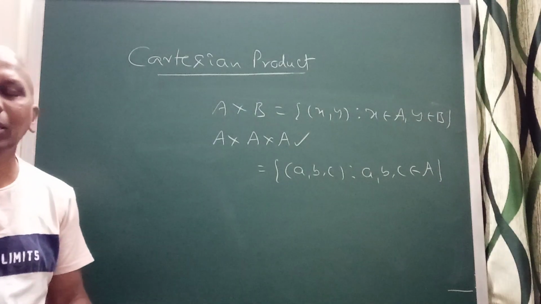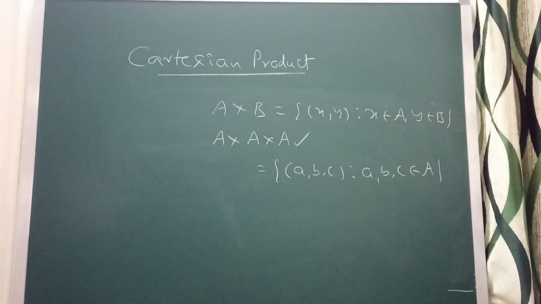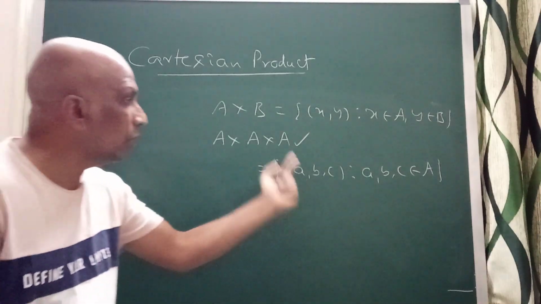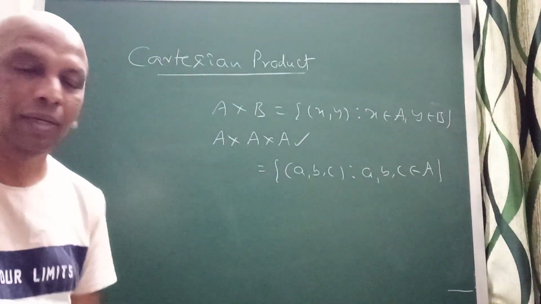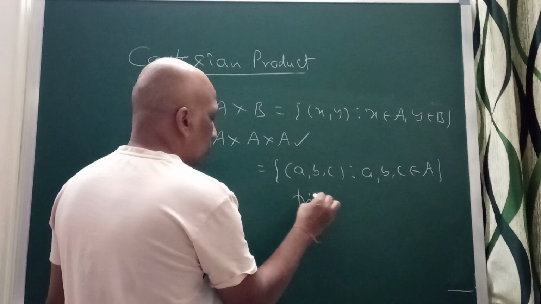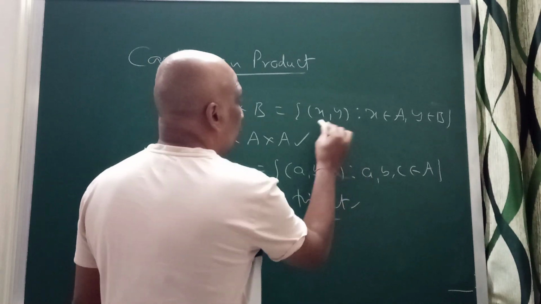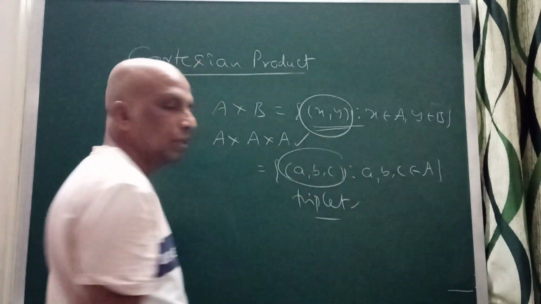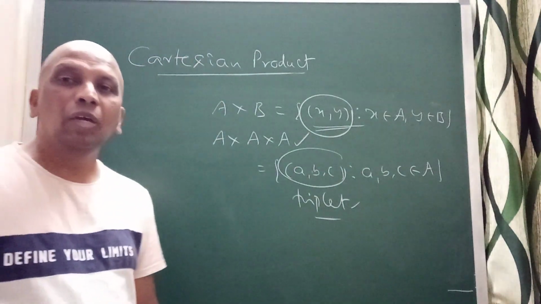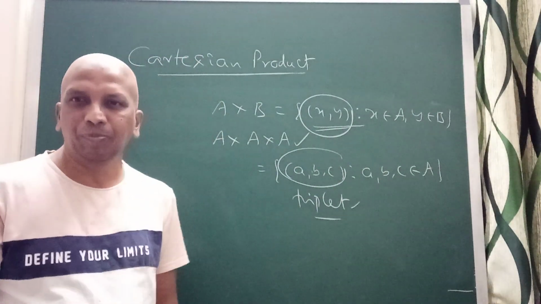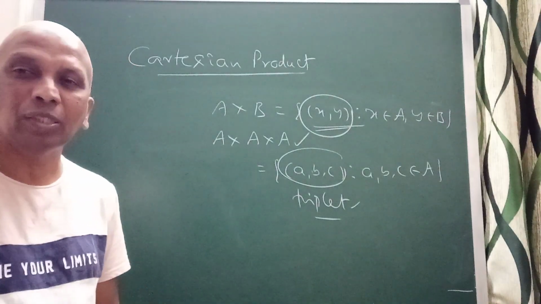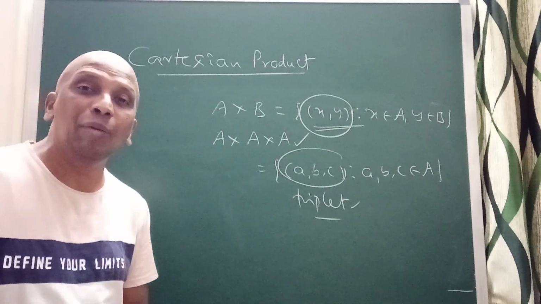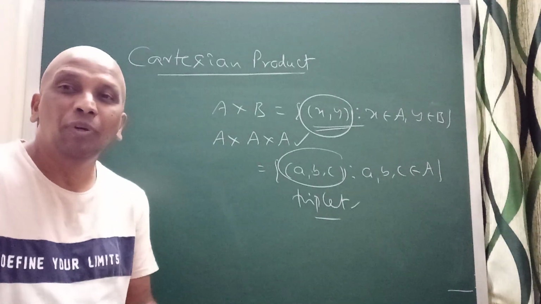The elements I have taken are from the same set. Three elements belong to A, and this is called a triplet. Again, (x, y) is an ordered pair, and this is a triplet. Generally, if you think about two-dimensional space, we always observe a set of ordered pairs. In three-dimensional space, we observe a set of triplets.